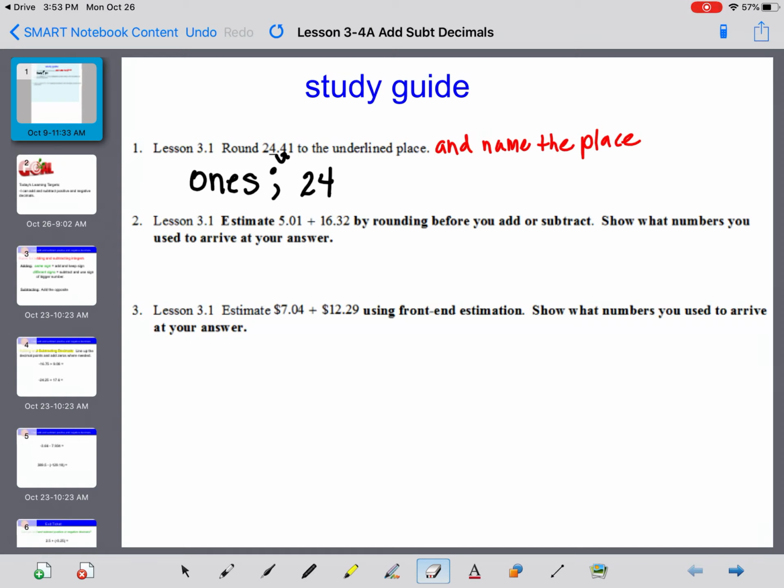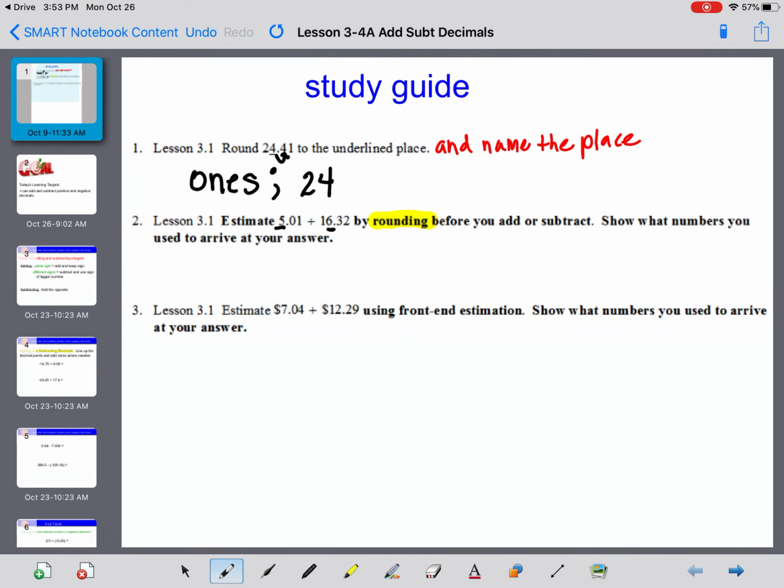In the second problem, you are asked to estimate 5 and 1/100th plus 16 and 32/100ths by rounding before you add or subtract. Show what numbers you use to arrive at your answer. Well, remember, rounding is using rounding rules and rounding both numbers to the same place. In this case, let's round them to the nearest whole number. Oops. That would be the ones place.